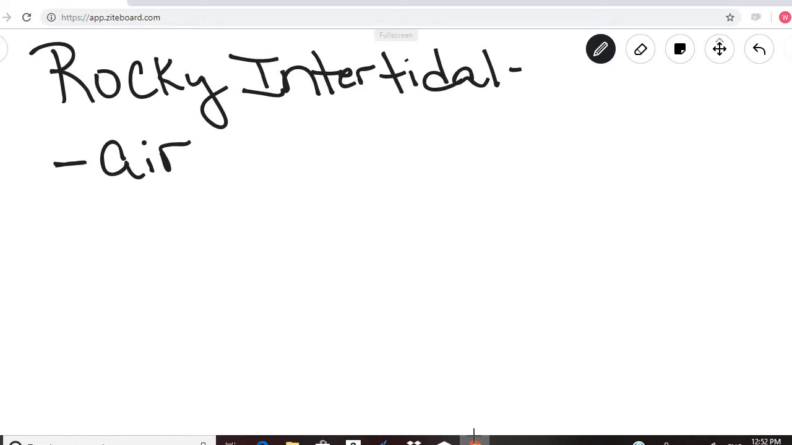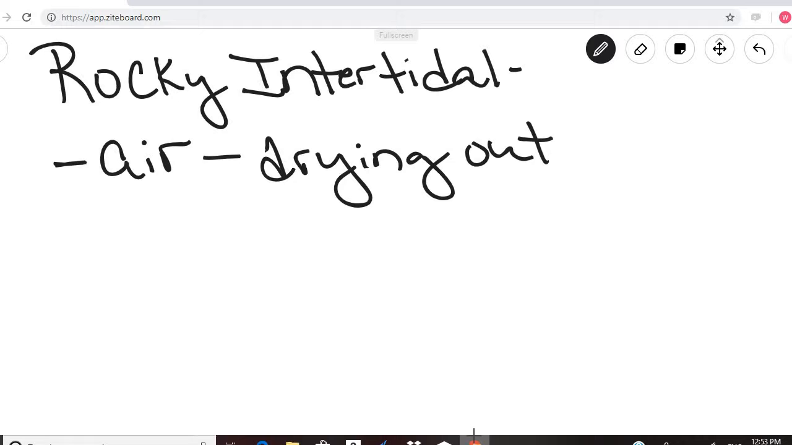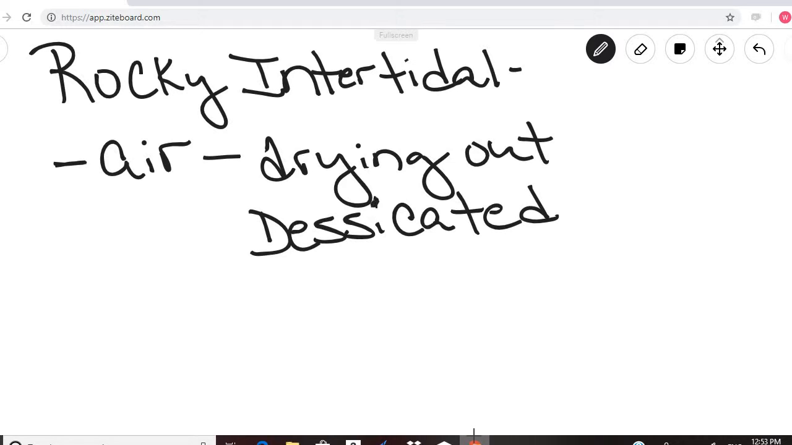And so when they are exposed to air, they face the problem of drying out. The term that we use for that is desiccation. And so organisms living here have to deal with this possibility of drying out. Well, they can do that in several ways.